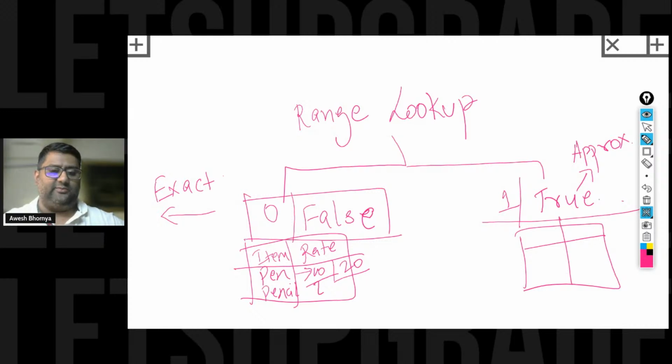Okay. So that is when you will use the false, or 0. So in our case also we are going to use the false, or you are going to use 0. Okay.